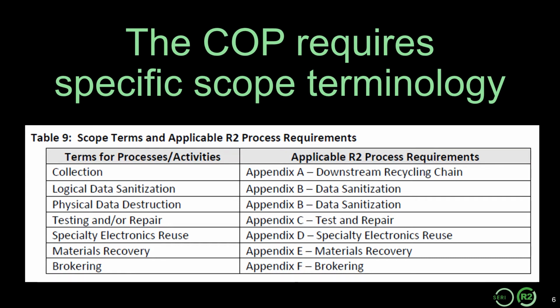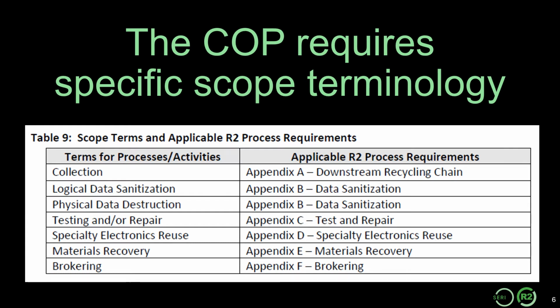Data destruction activities covered under Core Requirement 7 are not to be listed on the R2 certificate. In addition, if the R2 facility qualifies to be certified under test and repair in Appendix C, it shall be specified as to whether the certification covers test, repair, or both. In addition to the processes and activities being performed, the scope statement must include the specific types of equipment, components, and materials that are controlled by the R2 facility.